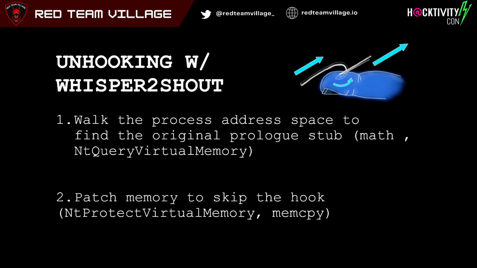Now let's analyze how Whisper to Shout works. This technique needs just two system calls: NtQueryVirtualMemory and NtProtectVirtualMemory. We want to use system calls to avoid user space hooks, since those functions might be hooked. The basic idea is to walk the process address space in a smart way, find the original prolog, and then patch the memory to skip the hook. The problem is, how do we find the prolog?